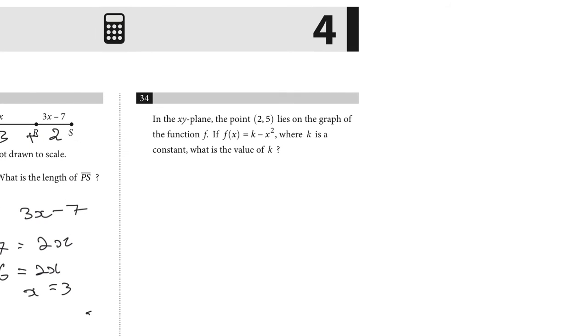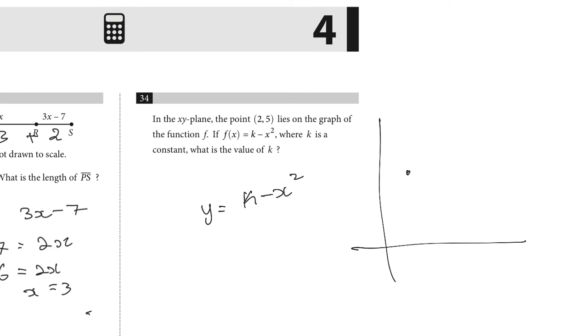In the xy plane, the point (2, 5) is on the graph of the function f. If f is k minus x squared, where k is a constant, what is the value of k?